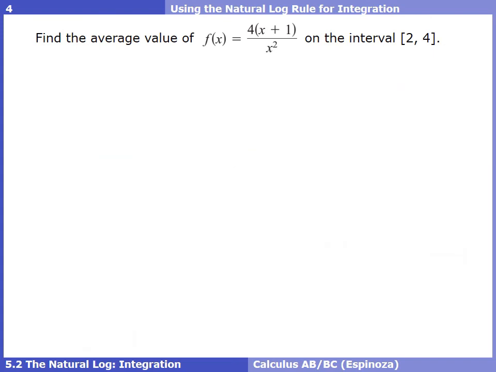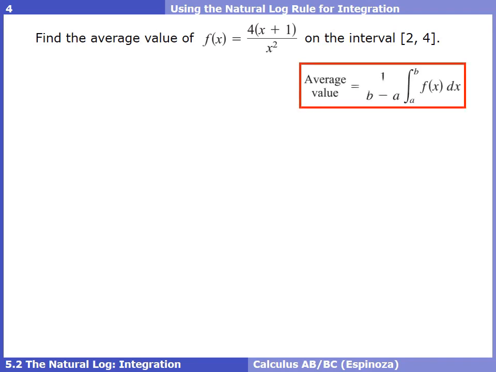Okay, in this last example, we're going to review a little concept we saw back in chapter 4, and that was average value. We want to find the average value of this function on the interval from 2 to 4. So, as a reminder, this is our average value formula, and really it just involves us taking an integral of our function from a to b, and then on the outside of that integral we have a fraction of 1 over the difference of b and a.